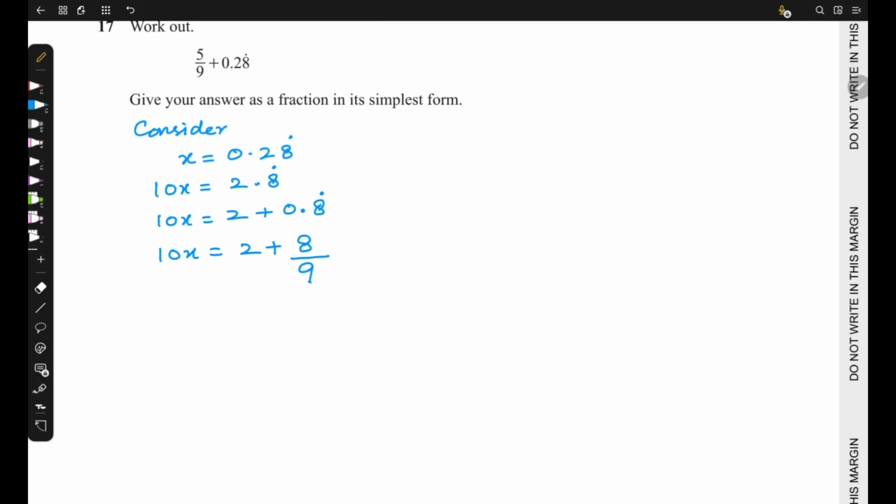So now if we add them, I'll get 26 over 9, and this 10 goes in the denominator. I'll get 26 over 90.